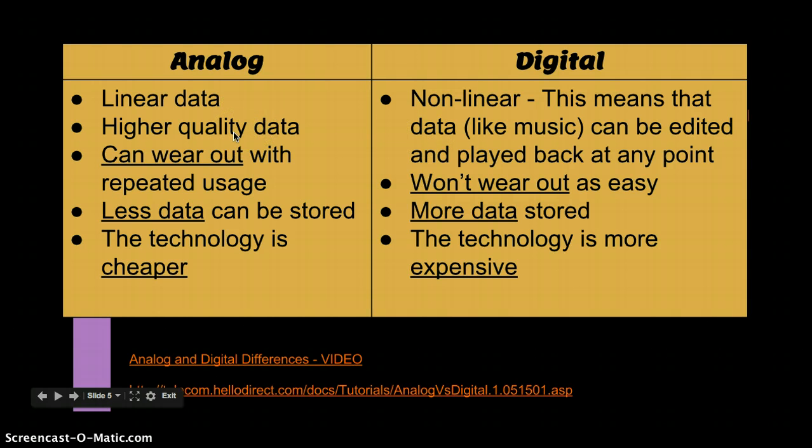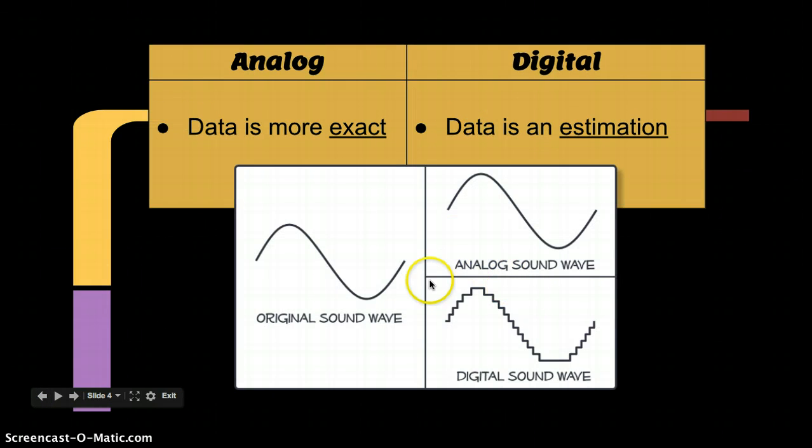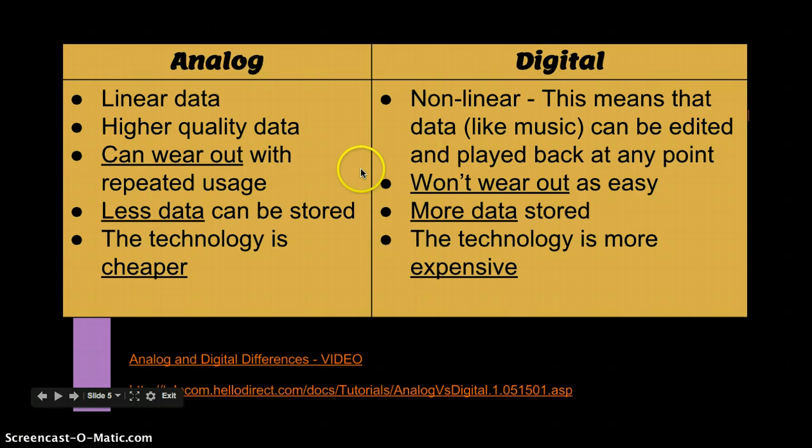Analog, the data is a lot higher quality. And you can see that looking back here, the quality of the sound wave is much better in analog versus digital. The problem is, if we have analog data, it wears out after a while. And we'll show you with some of the technology that I have. Whereas digital, it's pretty solid. It's not going to wear out. You're not going to lose that information. Analog, we can't store as much data. Digital, we can store a lot more. Analog, the technology that uses analog signals is a lot cheaper, whereas with digital, the technology is way more expensive.